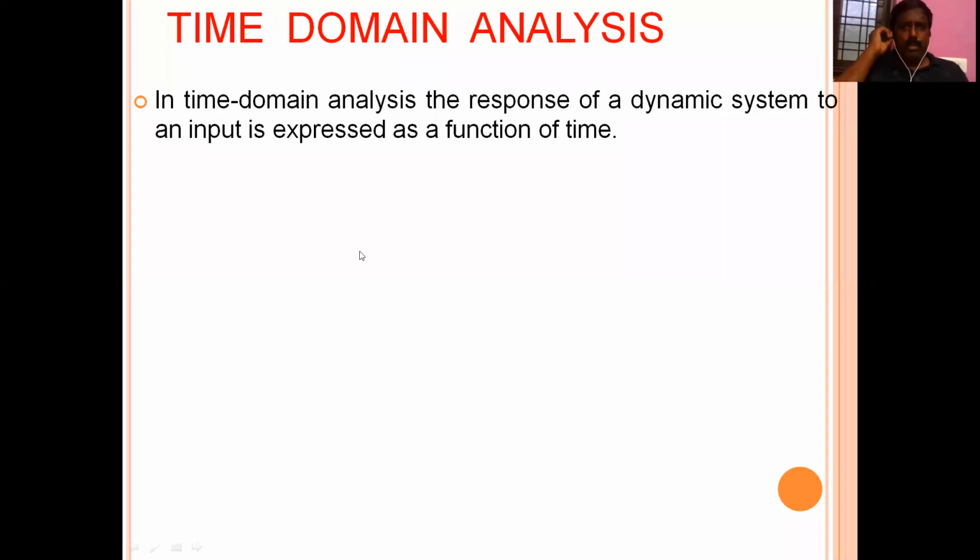Good morning, students. In this class, we are going to discuss time domain analysis, or time response analysis, of the control system. Earlier, in the previous chapter, we discussed the control system in frequency domain analysis. But in this chapter, we are going to discuss time domain or time response analysis. That means we are calculating the response of the system with respect to time.